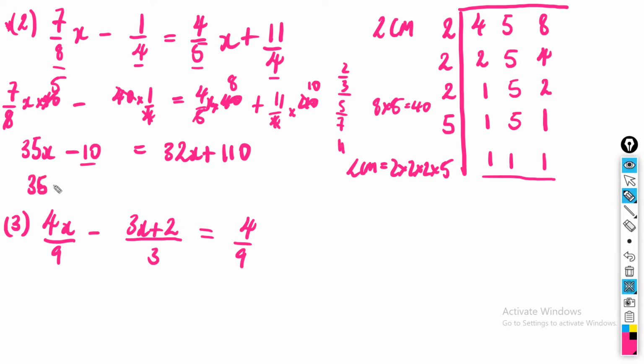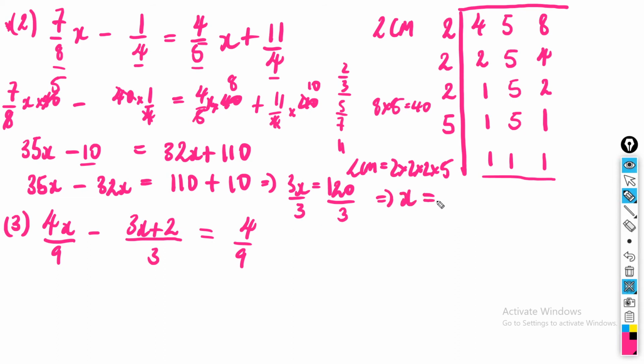This would actually be 35x minus, I'm going to carry this over here as 32x. Then I'm going to get 110 plus 10, which would give me 3x is equal to 120. So all I have to do now is divide this 120 by 3, and then x would be equal to 40. Cool. So that's our answer. X is equal to 40.